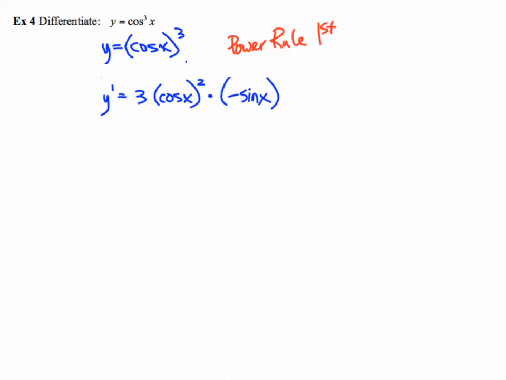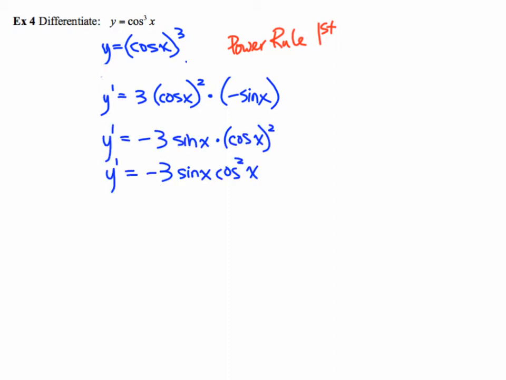Simplifying this, I'll move that negative sign up to the front with the 3. So negative 3 sine x times cosine x, all in brackets squared. And I can rewrite that portion as well. So my final answer is negative 3 sine x cosine squared x.